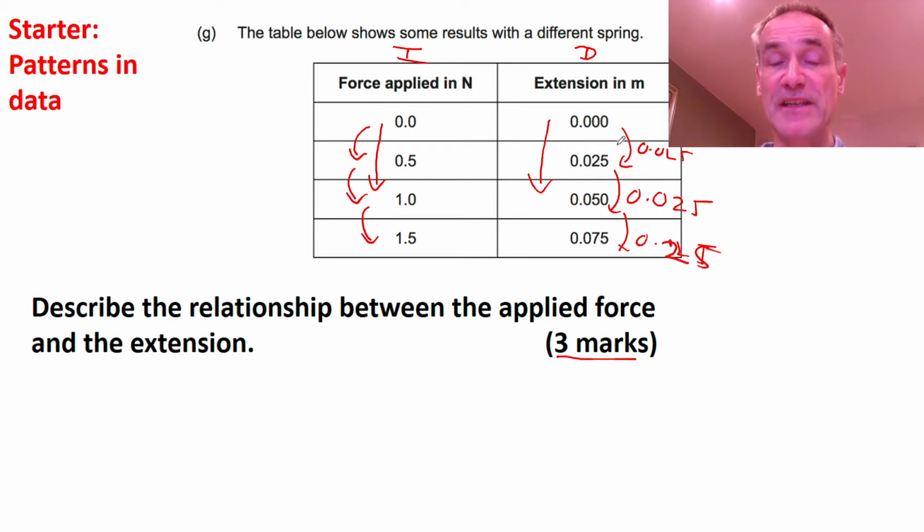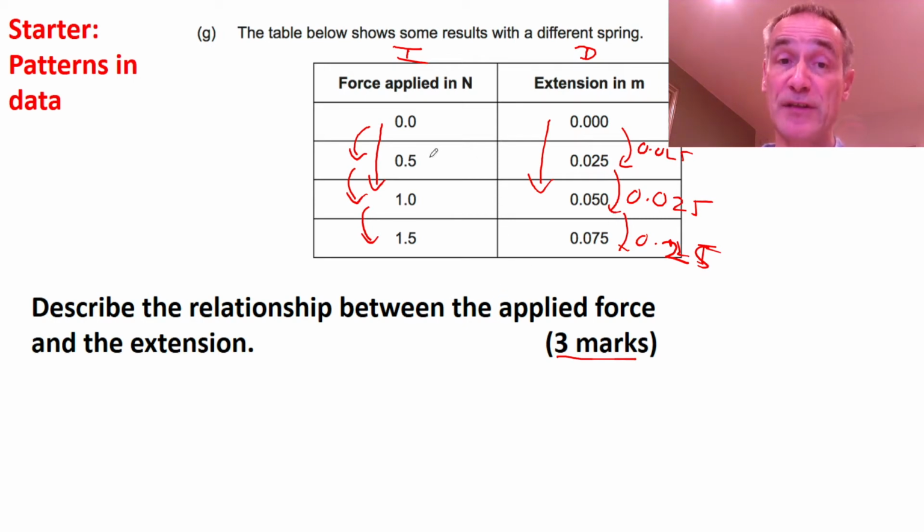So they're going up by the same amount each time. So we could say, as we increase the force by 0.5 newtons each time, the extension goes up by the same amount each time. This means they're directly proportional.